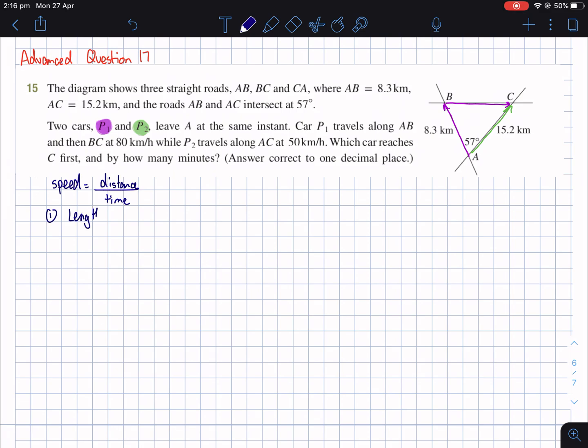Okay, so first, length BC. Well, we've got a non-right angled triangle. We don't have a side and its opposite angle, so we're going to have to use cosine rule. So BC squared equals 8.3 squared plus 15.2 squared minus 2 times 8.3 times 15.2 times cos 57. So BC squared equals 162.51. So BC is the square root of that, which gives us 12.75.